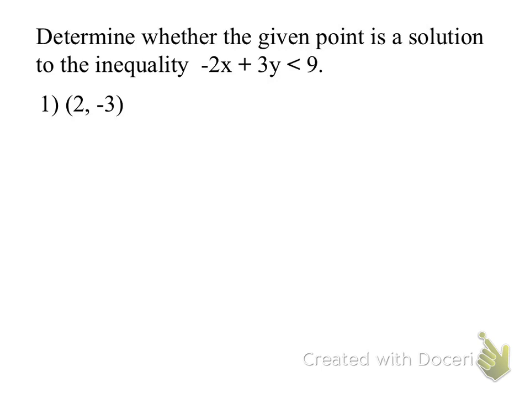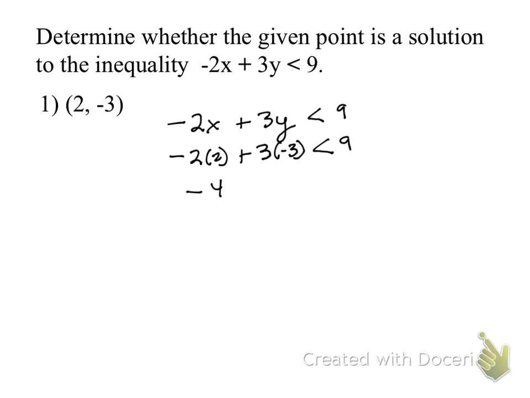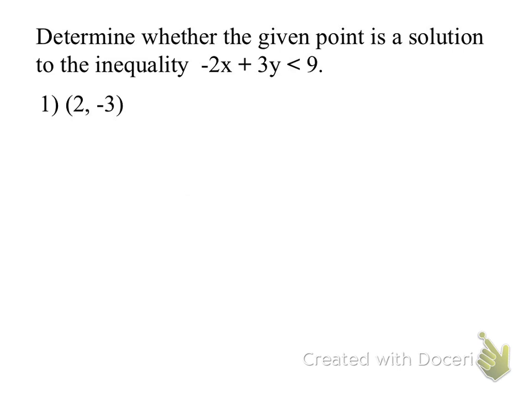All right, the next kind of problem that you might see in your homework is they ask you to determine whether the given point is a solution to the inequality. So all you really have to do is you take the equation, you substitute it in, and you see, does it work? So x is 2, negative 2 times 2 plus 3 times negative 3. Is this less than 9? So I get negative 4 minus 9 is less than 9. Is negative 13 less than 9? Yes. So this is a solution because it makes the statement true.